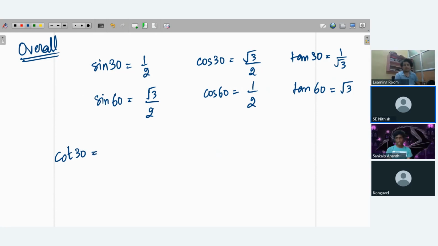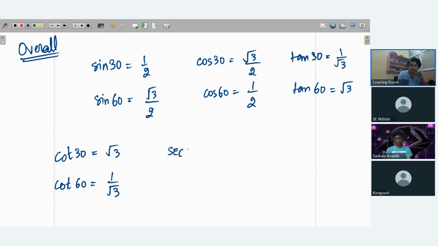Easy. Root 3, sir. Because cot 30 is reciprocal of tan 30. So that is root 3. What about cot 60? 1 by root 3. Reciprocal of tan 60. Very good.